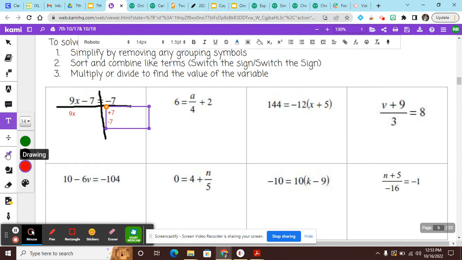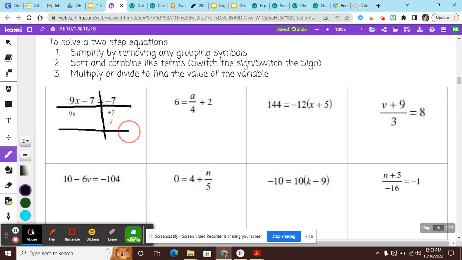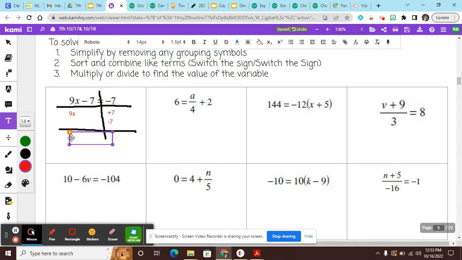And then I'm going to combine my terms. So I sorted and combined my terms. I still have 9x on this side, but I'm going to have 9x is equal to 0, because when I do -7, I get +7, I'm going to end up with 0. So that's this one, sort and combine your terms. And then my last step, I'm going to divide. So multiply or divide to find the value. So 0 divided by 9, I'm going to end up with x equals 0 divided by 9. 0 divided by 9 is 0, so we know x equals 0.